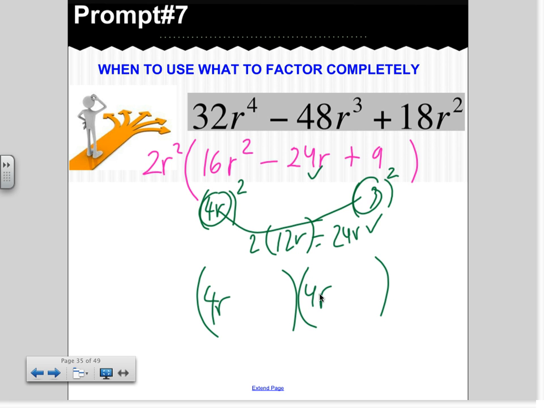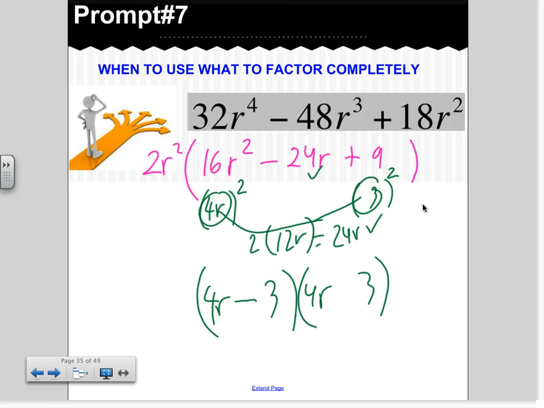4r. Here's the 3, right? But here's the thing. What sign do we put in between? Subtract, minus, plus. Minus, plus, and plus. Think about this. If you have an opposite sign, will the middle term exist? No. So if this exists, it means they must be the same sign.